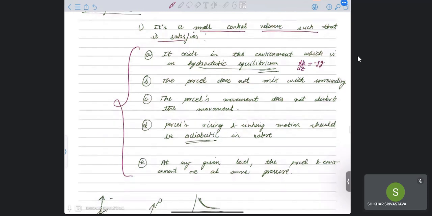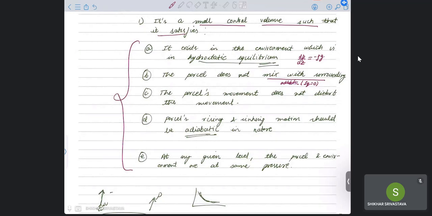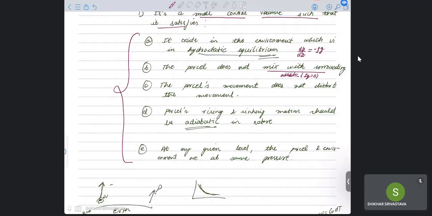Okay. And we know that for a very large extent, for hundreds of thousands of kilometers, this hydrostatic balance is very accurate or very valid. The second assumption is that the parcel does not mix with the surrounding. That is an adiabatic process. It does not exchange any heat or mass with the surrounding. Del Q is 0. The third one is that the parcel movement does not disturb the environment. It's not very important. Then the fourth one is related to the second one only: the parcel rising and sinking motion should be adiabatic in nature.